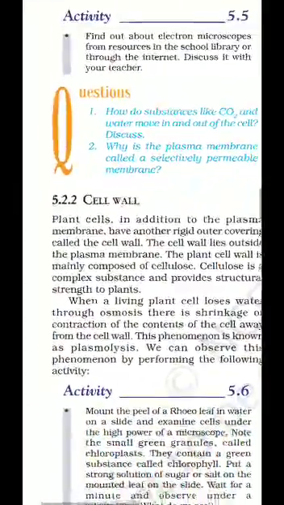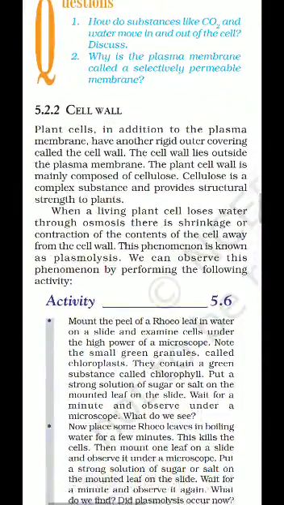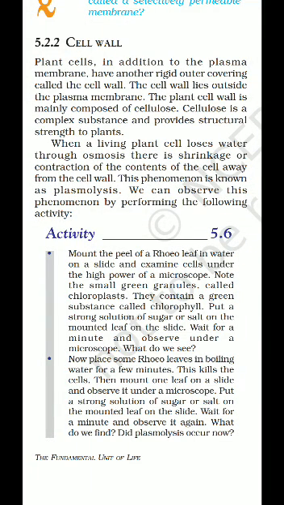Now children, our next topic is the cell wall. Plant cells, in addition to the plasma membrane, have another rigid outer covering called the cell wall. The cell wall lies outside the plasma membrane. They have an extra covering. The plant cell wall is mainly composed of cellulose. Children, cellulose is a complex sugar carbohydrate molecule which provides structural strength to the plant, and it is only digested by ruminants because they have a compound stomach and the enzyme cellulase.